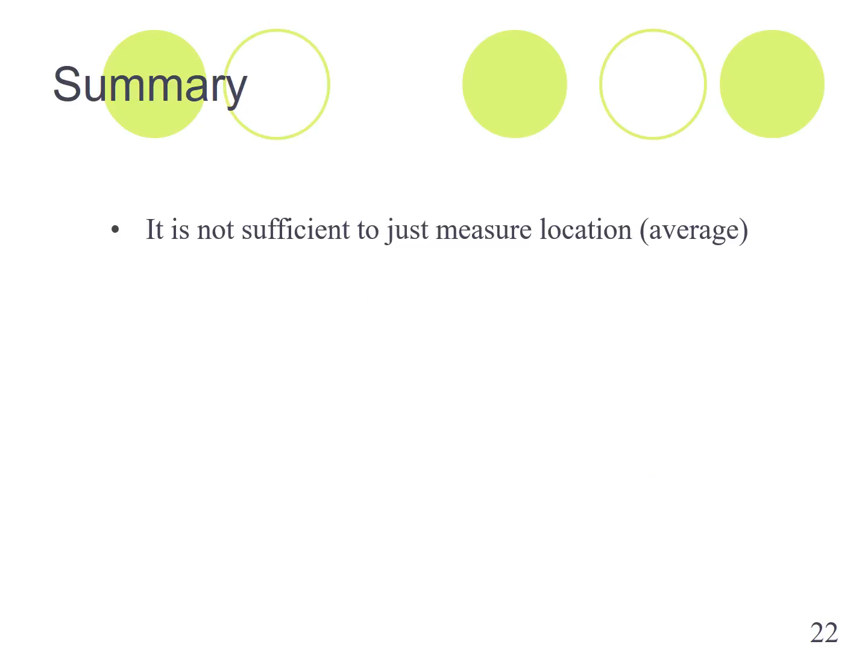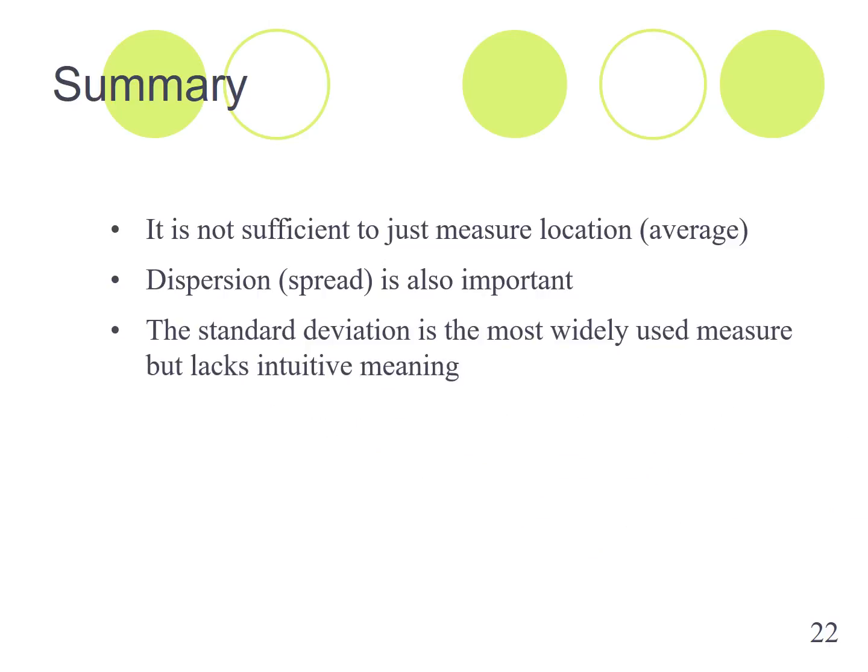So in summary then, it's not sufficient just to measure location or an average. It's also important to understand the dispersion or the spread of the data. How far is all the data from the measure of central location that we've already established? And the standard deviation is the most widely used measure, but it lacks an intuitive meaning. As a general sort of rough guide, it means how far each data item is from the mean, but it's not exact.